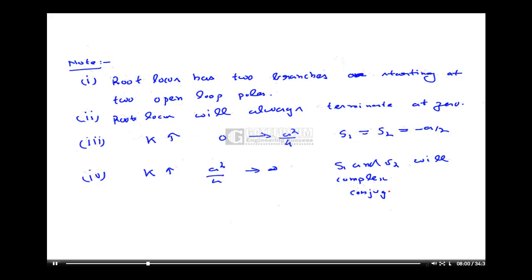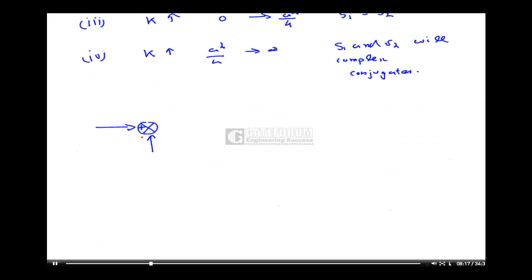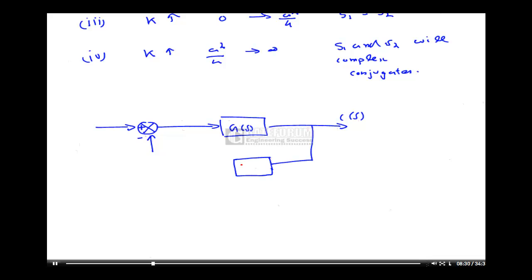Okay, so this was another point. Now I have seen that for this general block diagram, I can write my transfer function as G(s) upon 1 plus G(s)H(s).